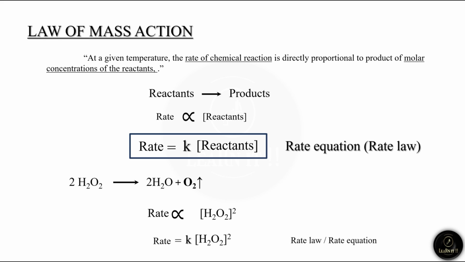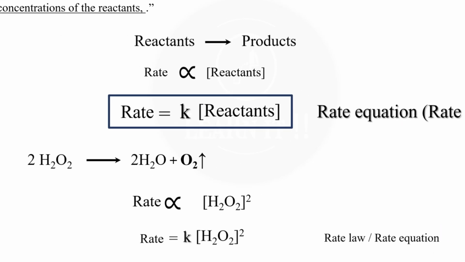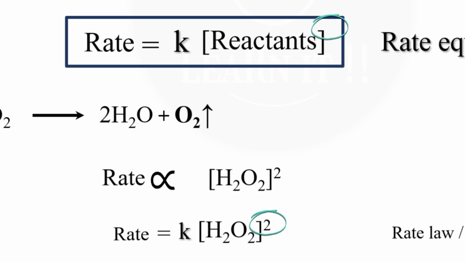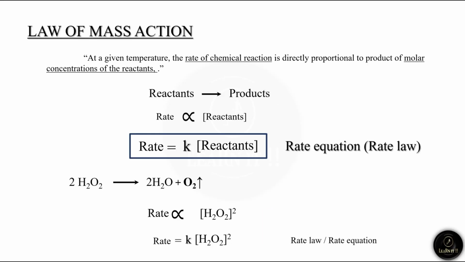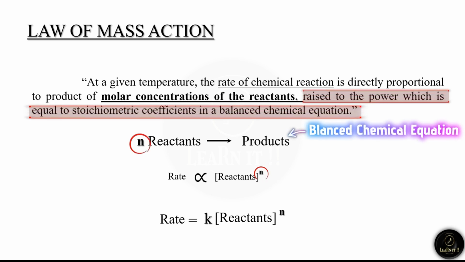When we compare the rate equation with the rate equation given by the law of mass action, there is a little lag. That is the power of concentration terms. So that's why these two scientists elaborated the law of mass action and gave a new statement. That is, at a given temperature, the rate of chemical reaction is directly proportional to the product of molar concentration of the reactants raised to power which is equal to stoichiometric coefficients in a balanced chemical equation.